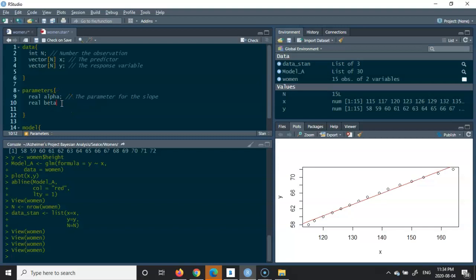Then I know that I should not forget to put the semicolon there, and at the same time I'm going to write a note: the parameter for the intercept. Remember, these two things are crucial. I just want to go back. I hope that you'll listen to my words right now.